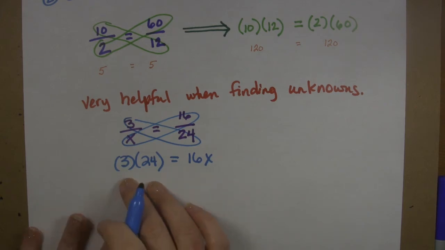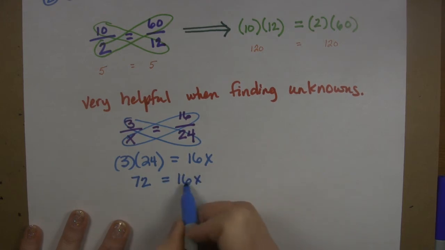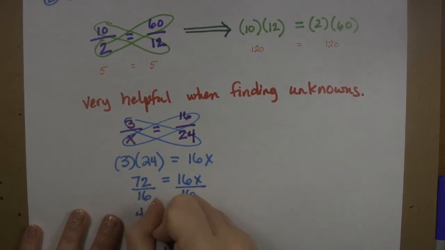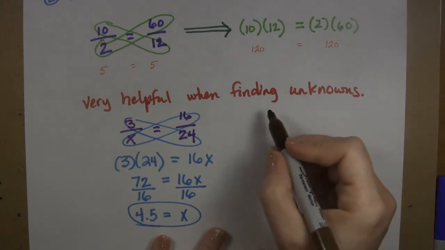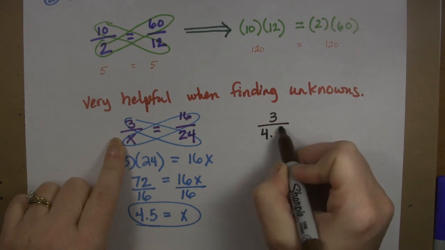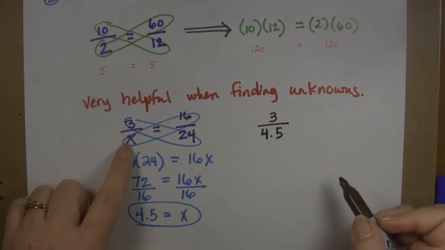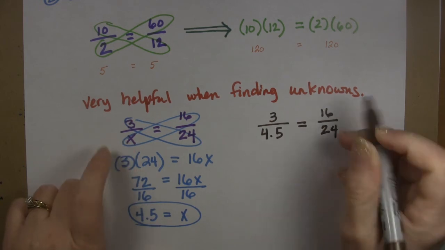And then I'm going to do this math. 3 times 24, that equals 72, equals 16x. Divide by 16, divide by 16, I get x equals 4.5. X equals 4.5. Now I know what x is. And just to prove it to you, that means that if I go back to my original equation, 3 over 4.5, that should equal the same thing as 16 over 24.